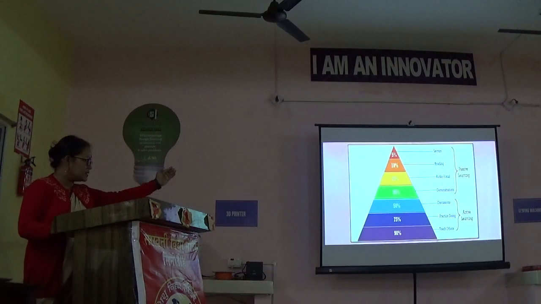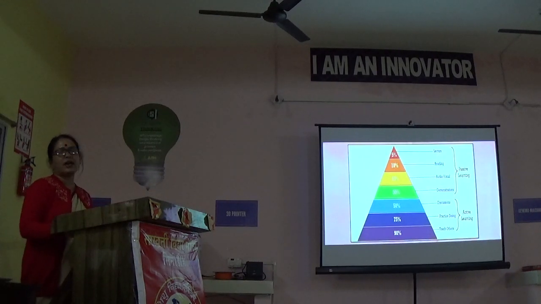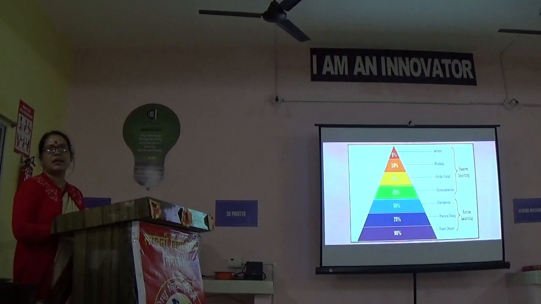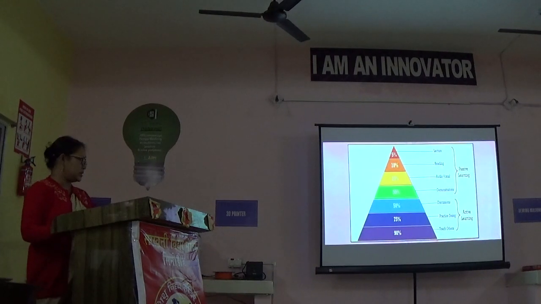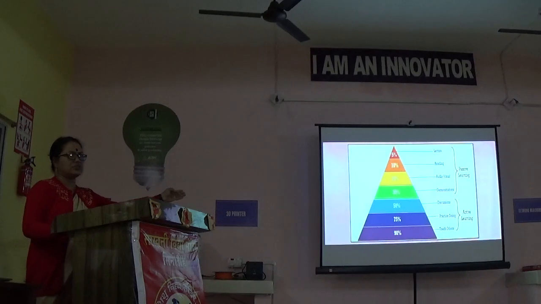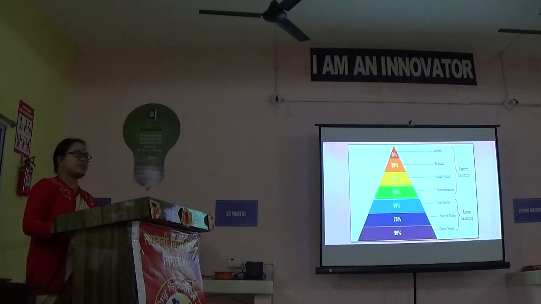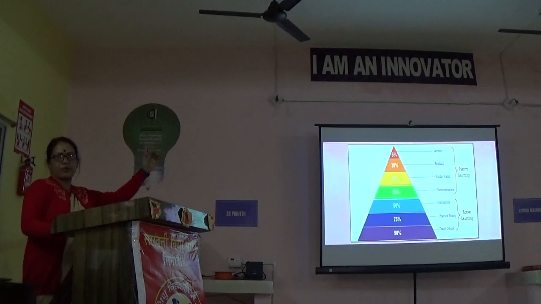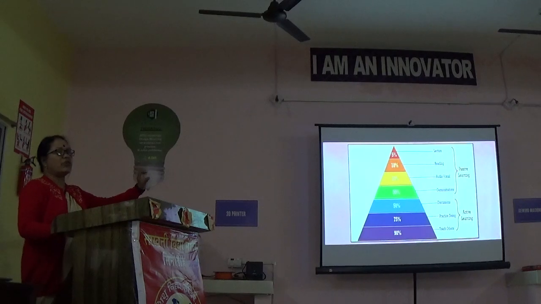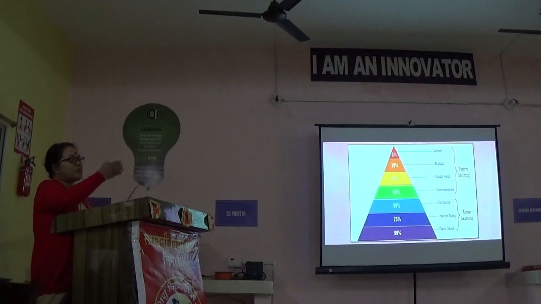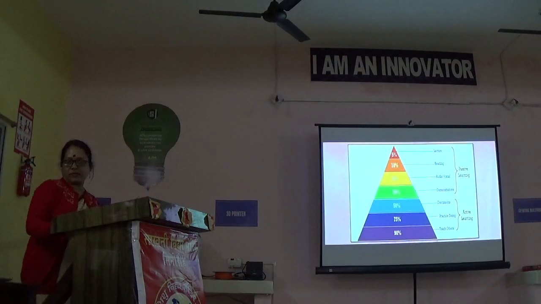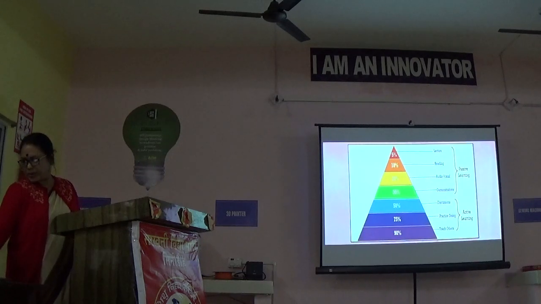The next three points come under active learning, and students learn more from active learning. With teaching others, students learn 90%. With practice by doing, they learn 75%, and with discussion, they learn 50%, and this way the ratio goes lower. So one by one I will explain everything in my later PPT.